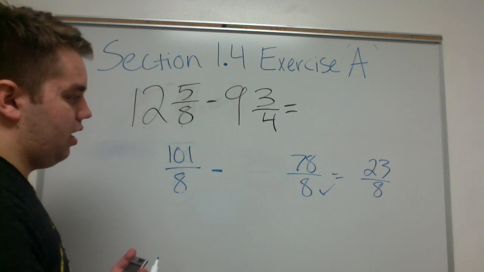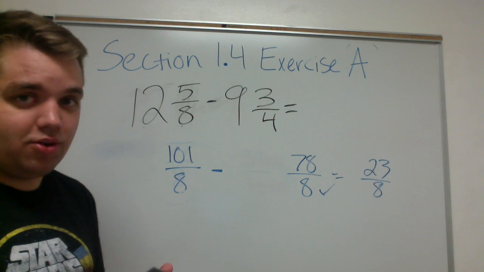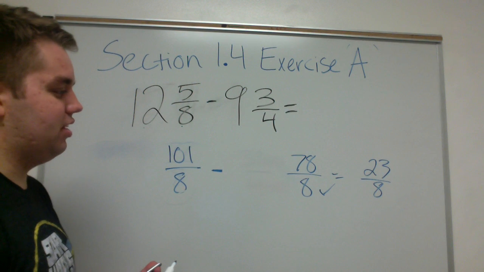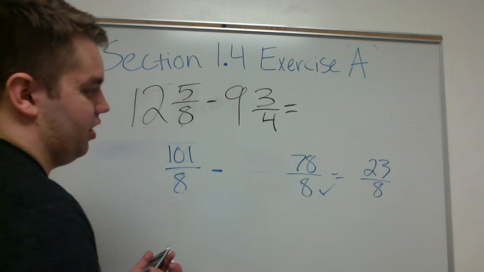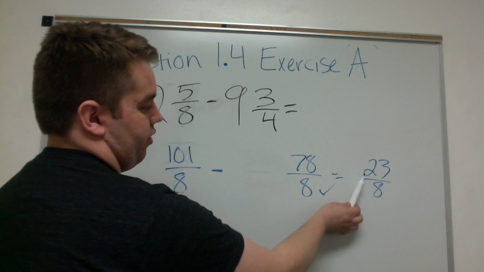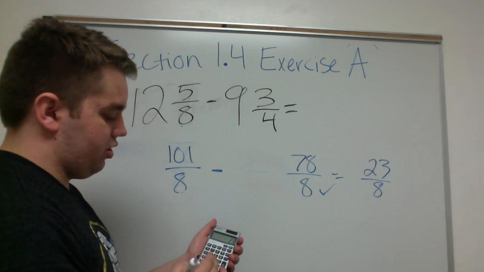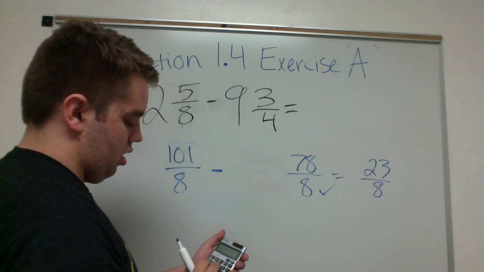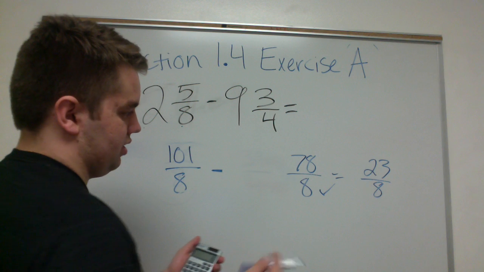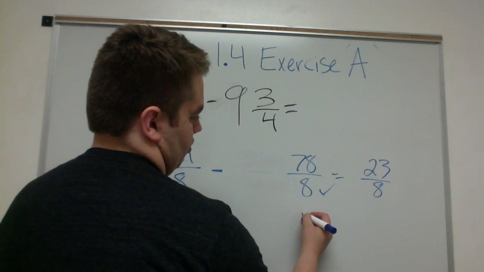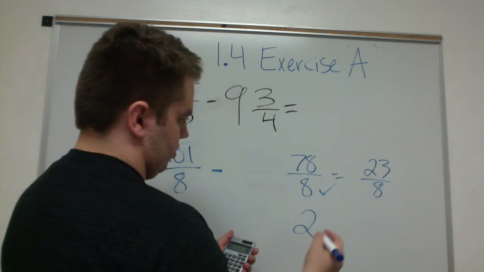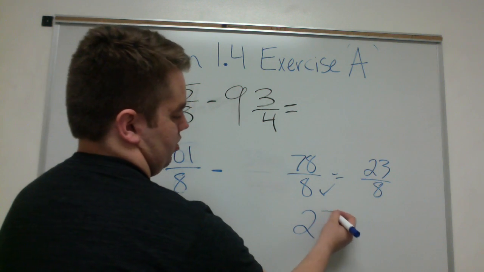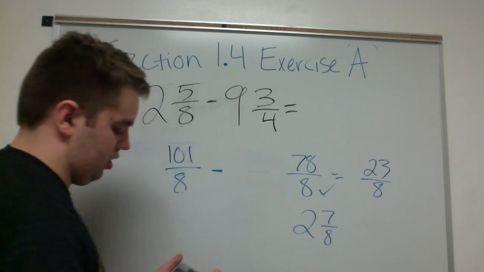It looks good. But if I know the book, and I do know the book, it's going to want you to put that back into a mixed fraction, which is not too nice. So we just have to ask ourselves, how many times can 8 go into 23? As far as I understand, you can only do it twice. So 8 times 2 is 16. So we write 2, and then we subtract 16 from 23. 23 minus 16 is 7, so 7 over 8. 2 and 7/8 should be the answer.